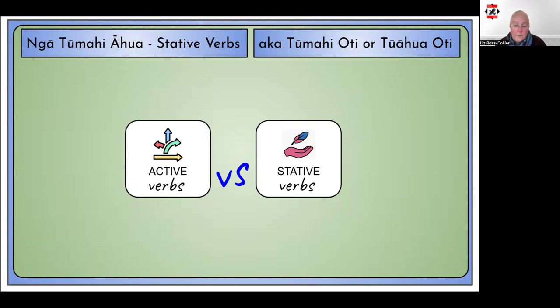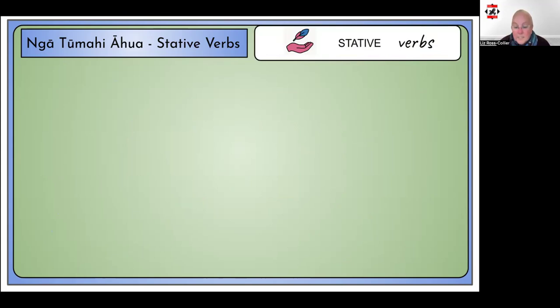I want to talk about stative verbs and what sets them apart from other types of verbs. First of all, the clue is in the name. These verbs describe a state or a state of being rather than an action. The word āhua is used when we want to describe something. So when we use these types of verbs in a reremahi āhua, we are using them to describe the state of something rather than an action. It's a stative verb as opposed to an active one. I'll show you some examples of stative verbs now.